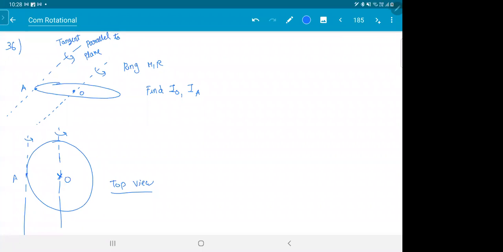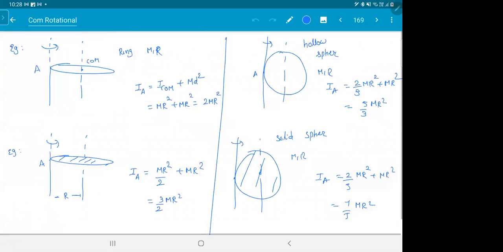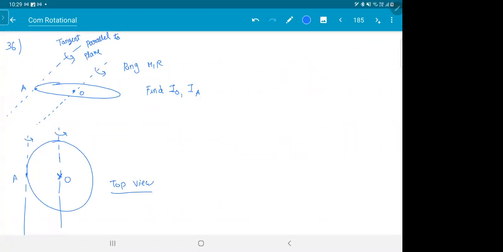Till now we did this thing. Look at this. This is also a tangent, but perpendicular to the plane. Can you see the difference? This is a tangent perpendicular to the plane. This is a tangent parallel to the plane. First find IO, then we'll see IA. If you get IO, you will get IA from the parallel axis theorem. So we have to use a combination of perpendicular and parallel. First, let's get IO.